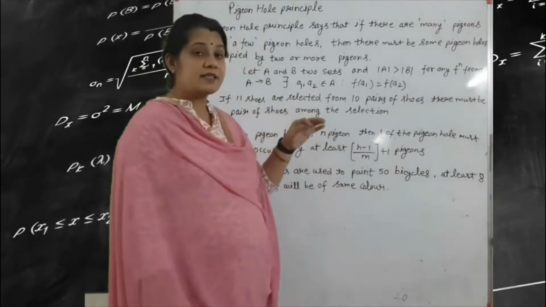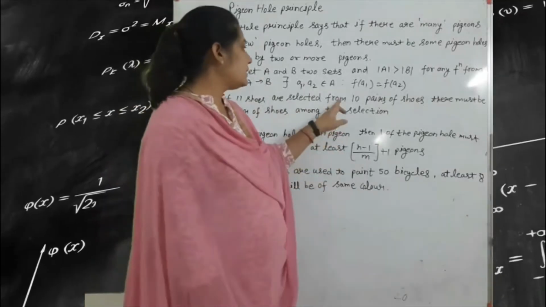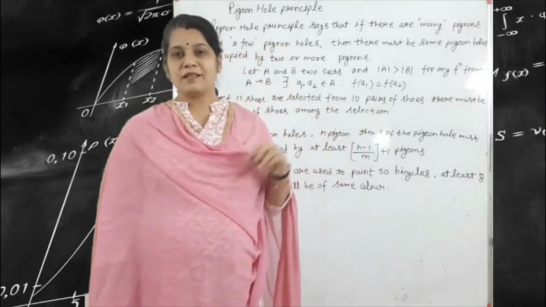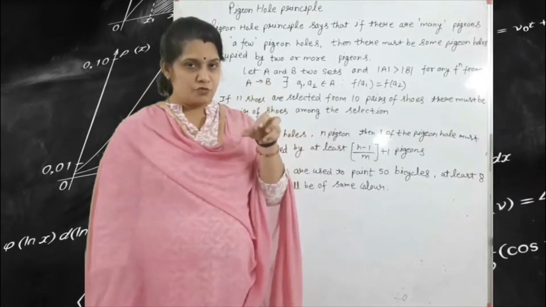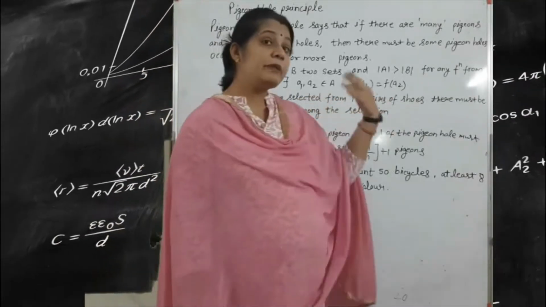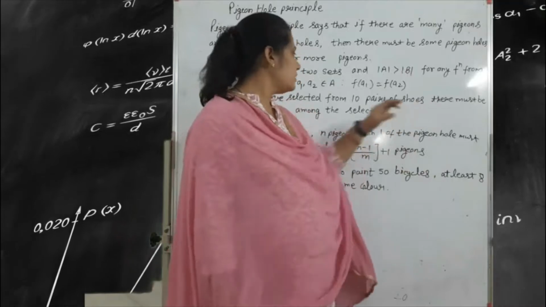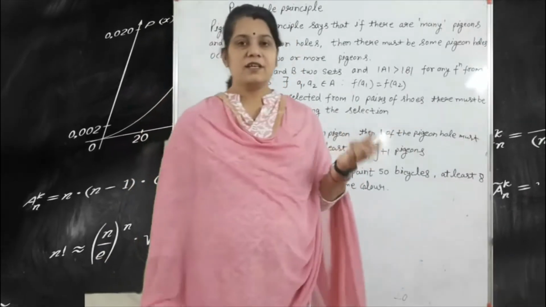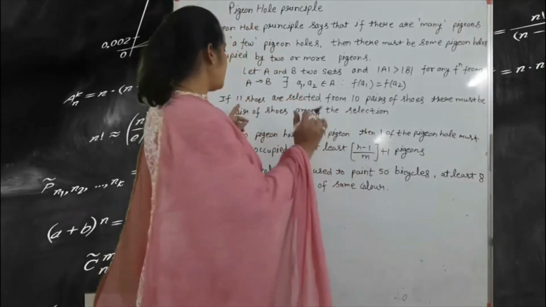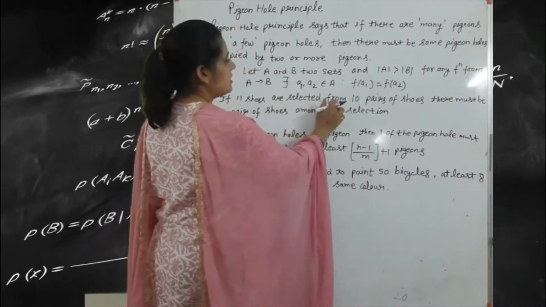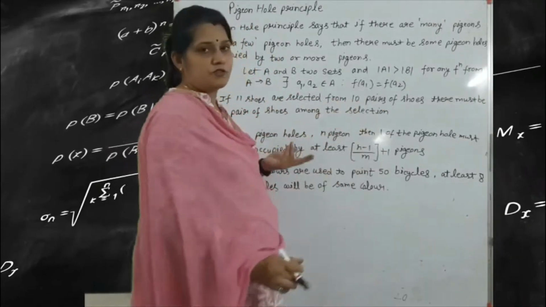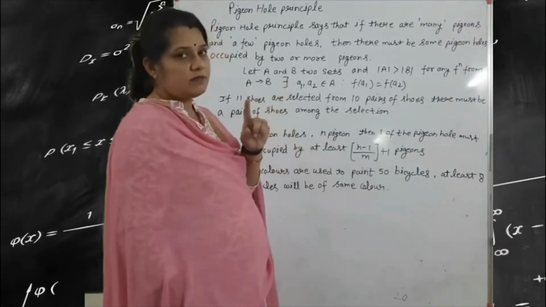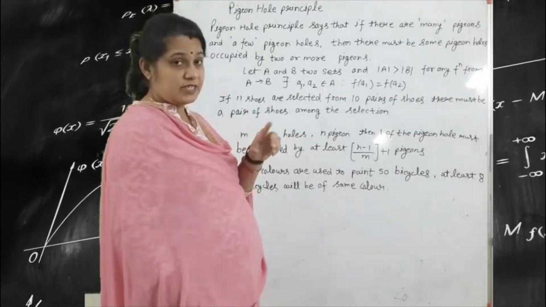Here, for example, 11 shoes are selected from 10 pairs of shoes. What do you mean by this sentence? The 11 shoes are selected from 10 pairs of shoes, so there must be a pair of shoes among the selection. That means here we use 11 shoes, so one shoe is mismatched.